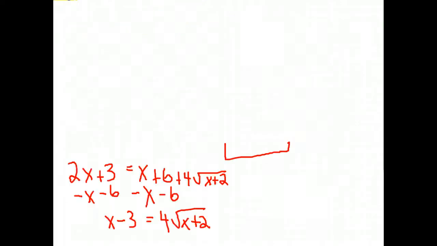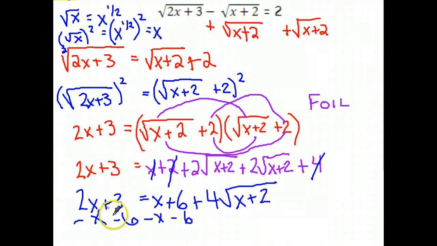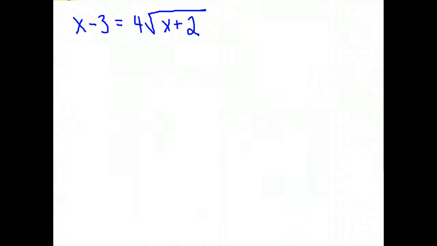Just go back and make sure that's right. Yeah, x minus 3 equals 4 square roots of x plus 2. So the next thing we're going to do, to get rid of this radical, is raise both sides to the second power. So square both sides.